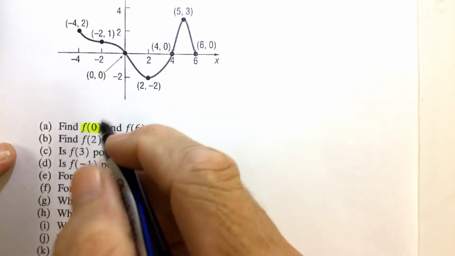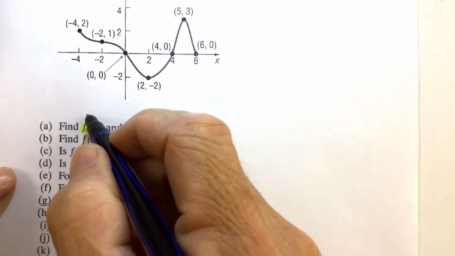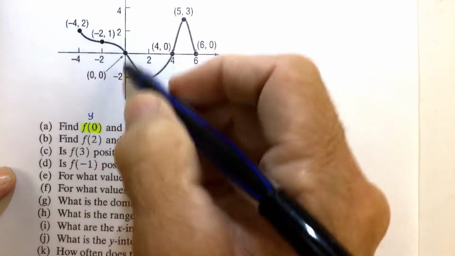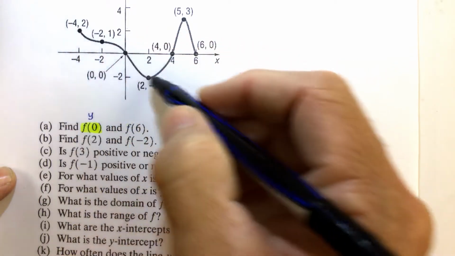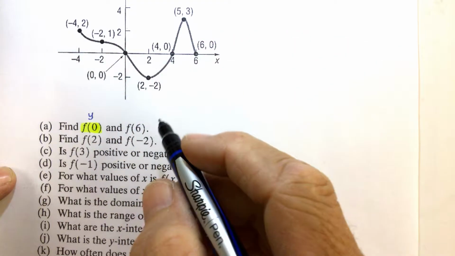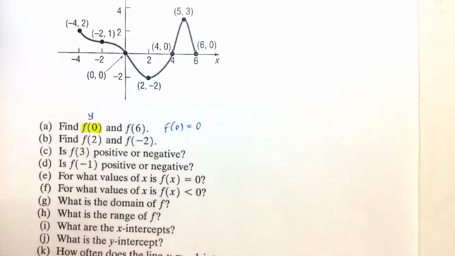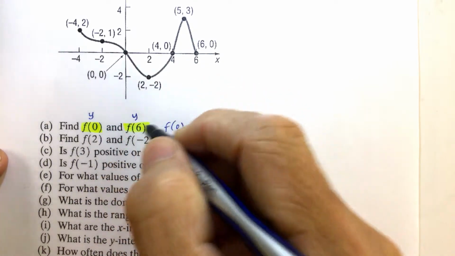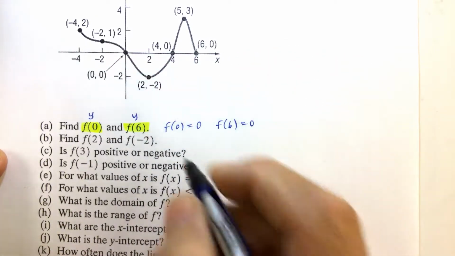So starting with A here, we're trying to find f of 0. Well, we should know that f of 0 really means what's the y-coordinate when the x-coordinate is 0. So we have the graph of f of x, and again, we're trying to find the y-coordinate on the graph of f of x when the x-coordinate is 0. Well, as we see here, the graph goes through (0, 0), so f of 0 is equal to 0. And then, likewise, for f of 6, we're trying to find the y-coordinate when the x-coordinate is 6, and we see that that is also equal to 0.